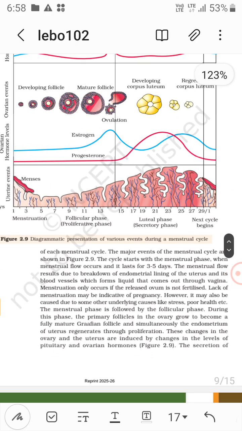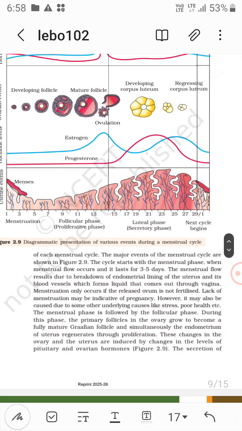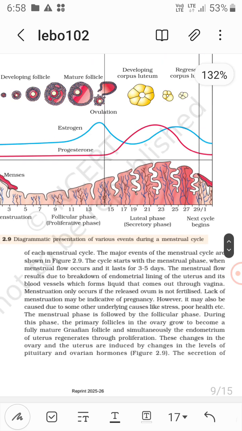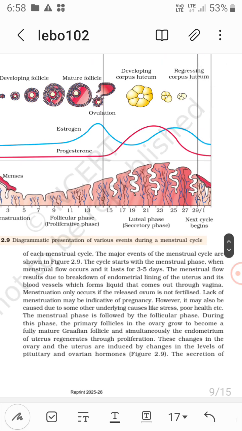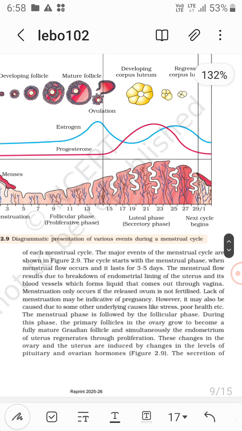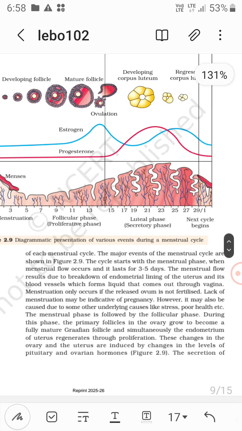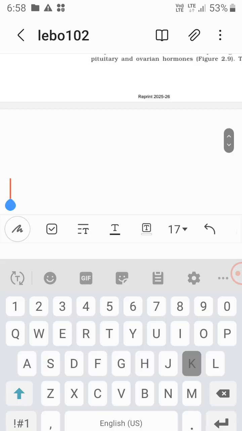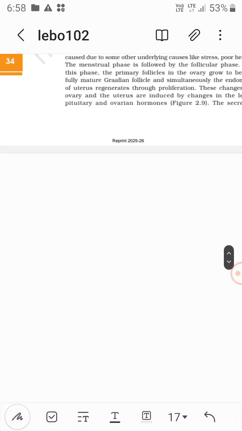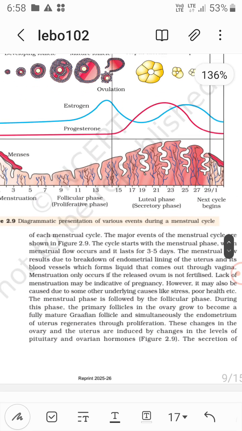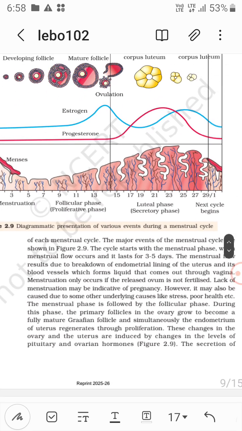Now the major events of the menstrual cycle, as shown in the figure. The cycle starts with the menstrual phase, when the menstrual flow occurs, and it lasts for about 3 to 5 days. The menstrual flow results from the breakdown of the endometrial lining of the uterus and its blood vessels, which forms a liquid that comes out through the vagina. Menstruation only occurs if the released ovum is not fertilized, that is, when fertilization does not take place.